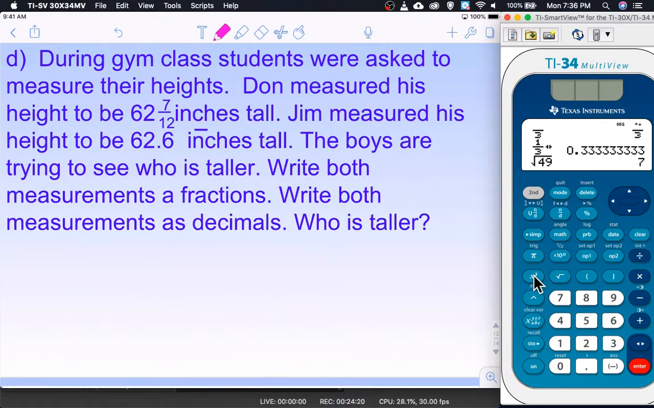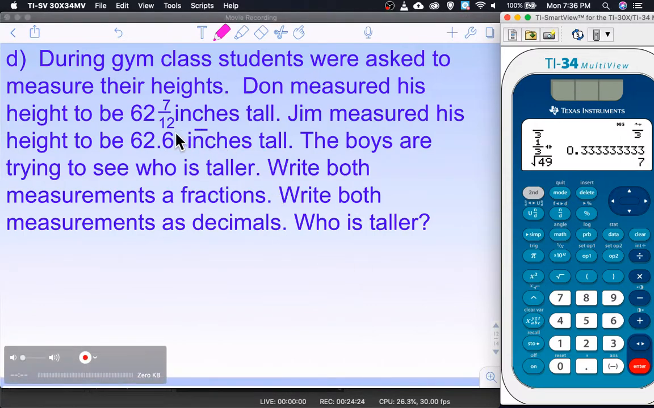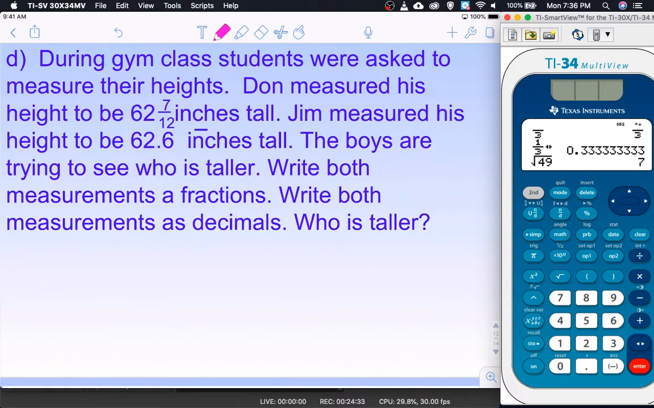So take a minute or so, pause the video, and I'm not quite sure what this little bar is. I'm wondering if this was supposed to be over top of the 6, but we can ignore it for now. We'll just do the numbers like we have them here. So write both of their measurements as fractions, both as decimals, and then figure out who is taller. Pause the video. When you're ready to continue, hit play, and we'll go through it together.